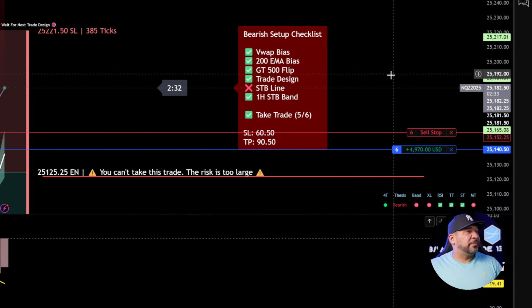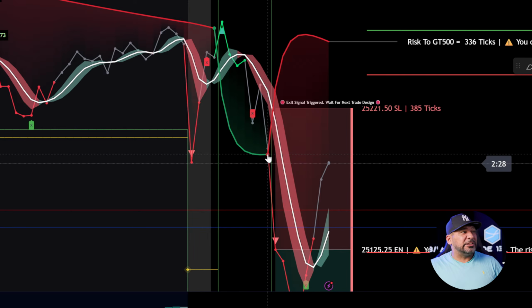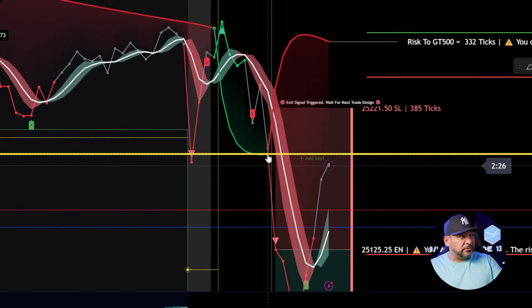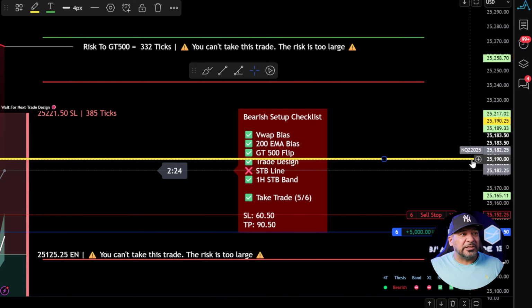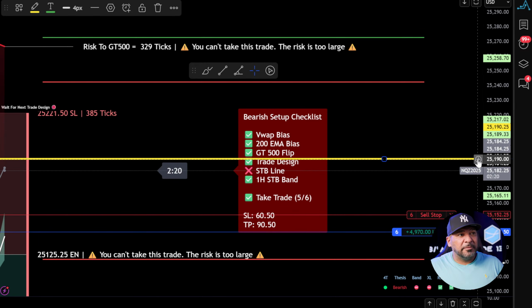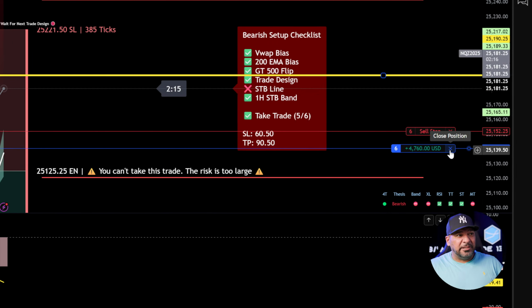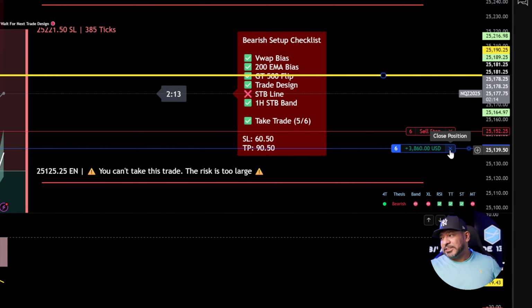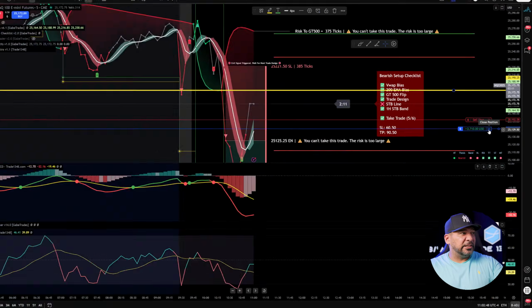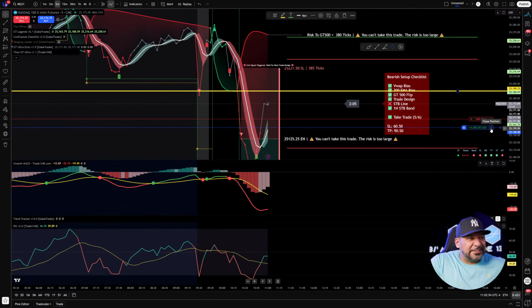So let's see. You see this right here? That's a GT flip. I'm going to treat that as a level, and that's also going to be a take profit. So we're going to see, and I'm just going to keep my finger right here. Let's go ahead, zoom out. So, oh no, I could have made 6K, huh?